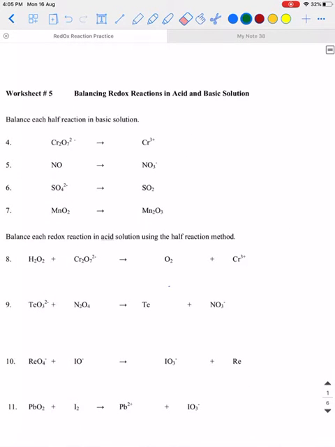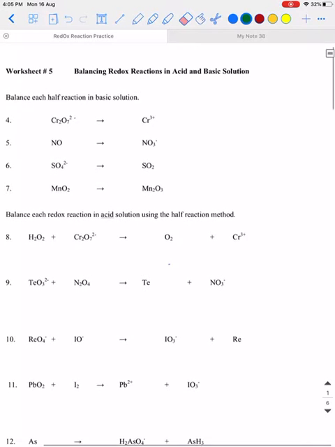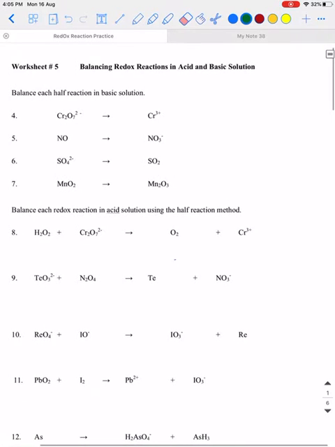Hello everyone. In this video we will learn how to balance redox reactions in acidic and basic solutions. This worksheet has a lot of equations to be balanced. We will not solve all of them. I'm going to choose two equations, one in acidic, one in basic, and show you how you balance them, and I will leave you the worksheet along with its answer key for your practice at home.